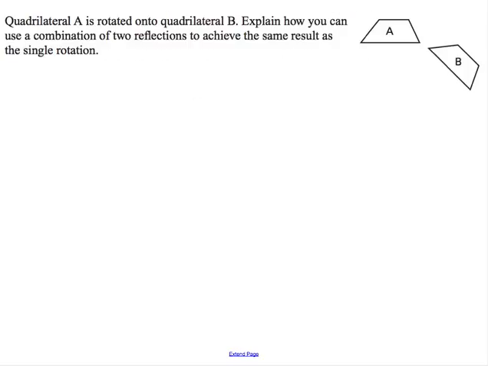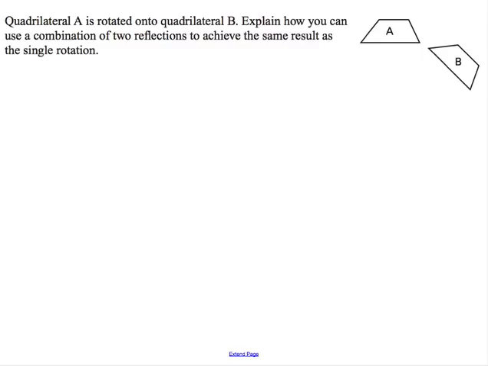The last one I'm going to leave you with, it says quadrilateral A is rotated onto quadrilateral B. I totally believe that. It's definitely a rotation. Explain how you could use a combination of two reflections to achieve the same result as the single rotation. So it says that A is a rotation and it turns into B, maybe about a point somewhere in here. But there's also another way to do this, that we could use two reflections. I want you guys to think about that. If you want, you can talk to me about it at a later time.